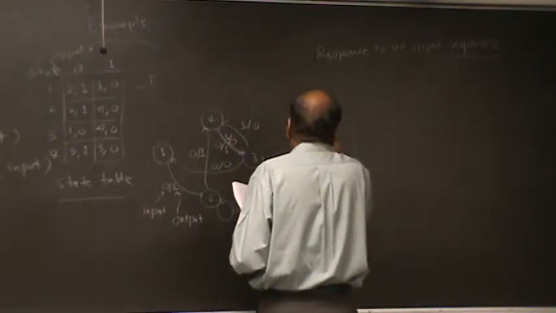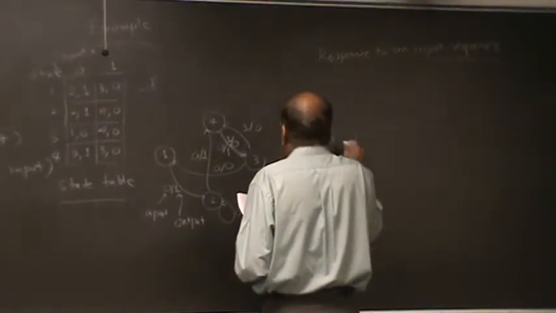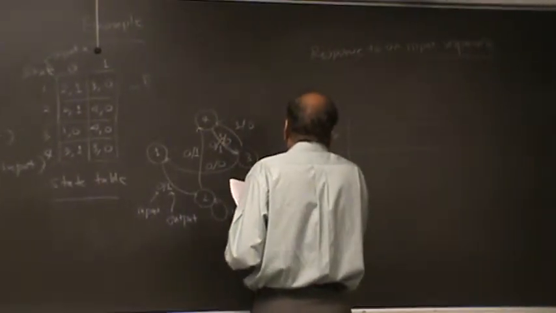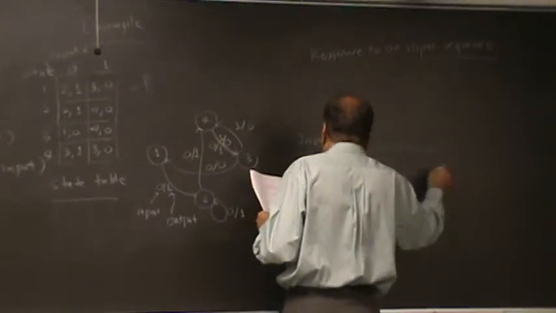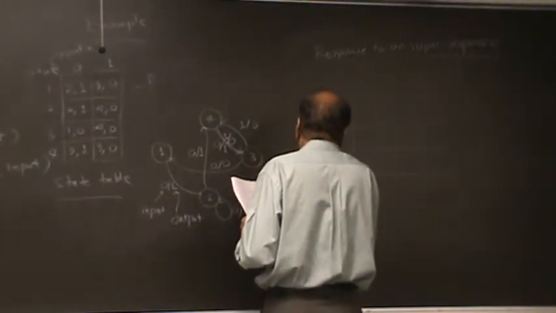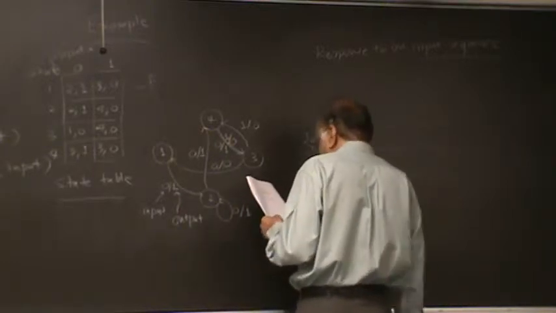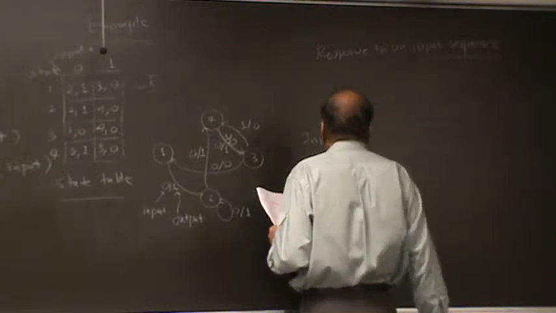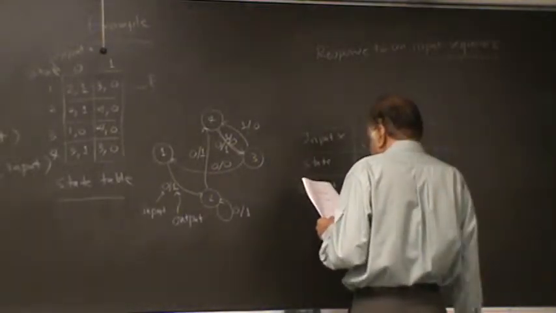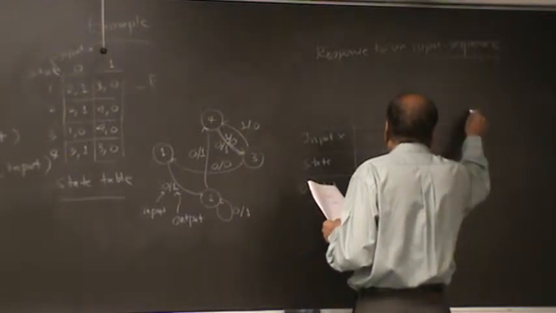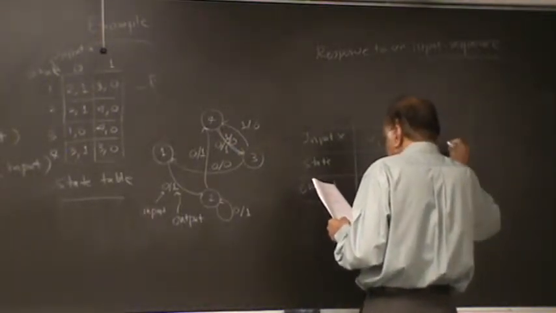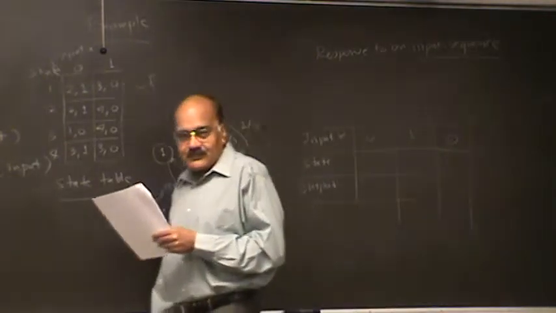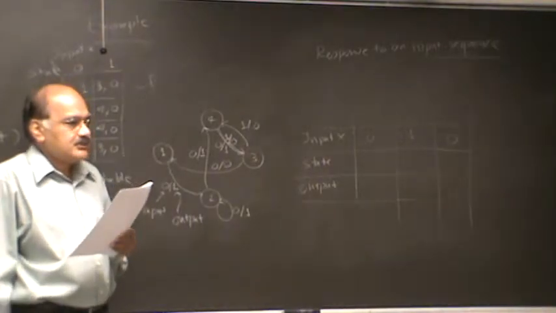So let us assume that we are going to be specifying input, which we are calling x, and here we are going to specify the state, and here we are going to specify the output. And let's assume that during 1 clock period, the input was 0. The value sampled in the next clock period was 1. Value sampled in the next clock period was 0, and so on. Now, is that enough for us to find out how this will respond?